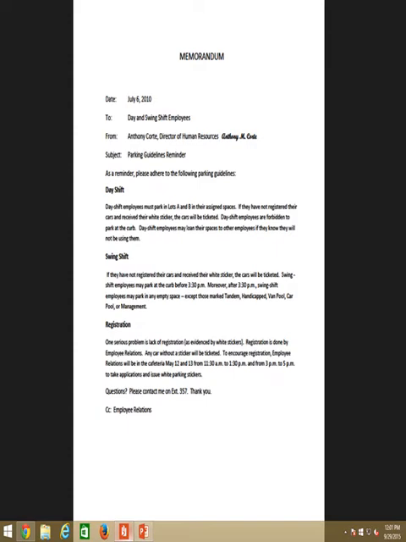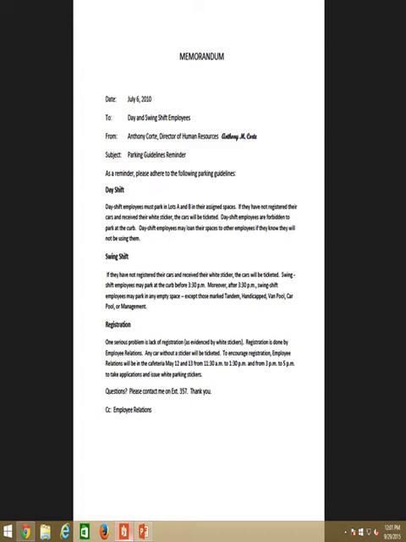The first one here, sorry for the elongated version, starts very simply with the word memorandum. All memos, again, should have that. I have a date. Okay, the date is a little dated here, but I have used this in the past. So we have a date followed by the To line. In this case it would be day and swing shift employees. You could have day shift employees and swing shift employees, but you cannot have all staff or company members or anything. It needs to be very specific.